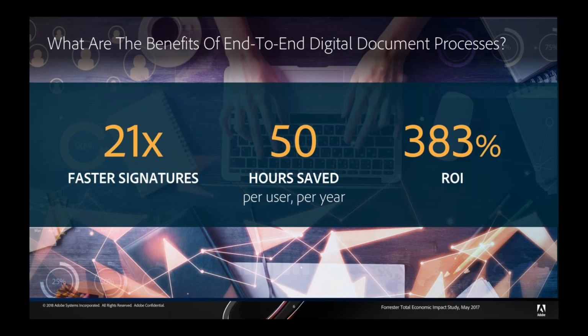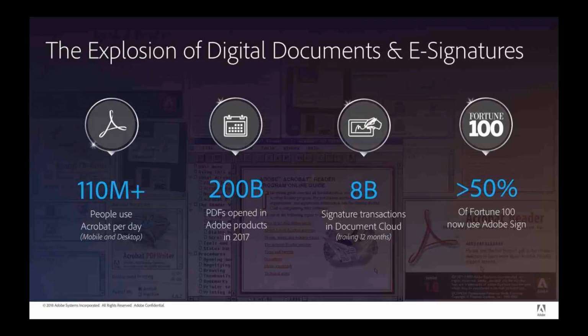Okay, and then a little bit of stats on really what's happening in the marketplace. First of all, Adobe Sign is part of Adobe Document Cloud, and a bedrock of that franchise is Acrobat. 110 plus million people use Acrobat every single day. That could be for a number of different reasons. There's a bunch of PDF services that are within Acrobat. 200 billion PDFs opened in Adobe products in 2017. And now, more specific to Adobe Sign, 8 billion signature transactions in Document Cloud in the last 12 months.